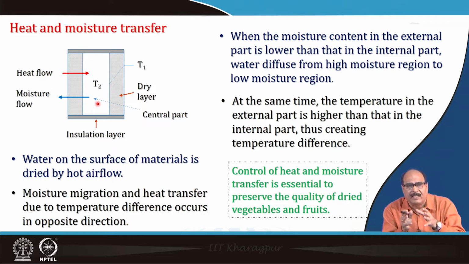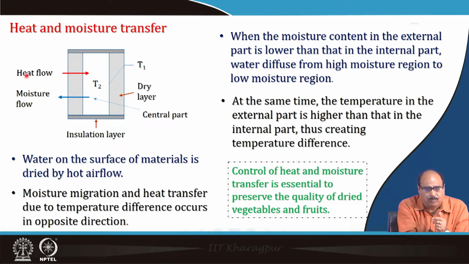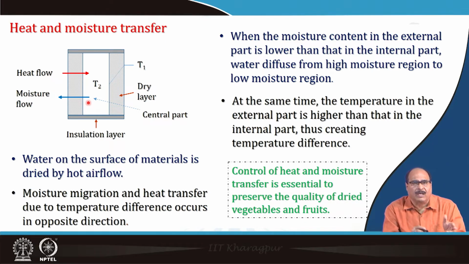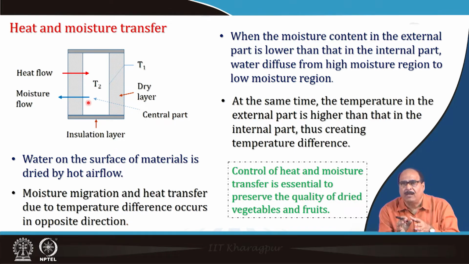Moisture migration and heat transfer due to temperature difference occur in the opposite direction, as you can say, heat is flowing from outside to inside and moisture is going from inside to outside, because the material is there inside. When the moisture content in the external part is lower than that in the internal part, water diffuses from the high moisture region to the low moisture region. At the same time, the temperature in the external part is higher than that in the internal part. Thus, it creates a temperature difference, which facilitates the moisture removal.